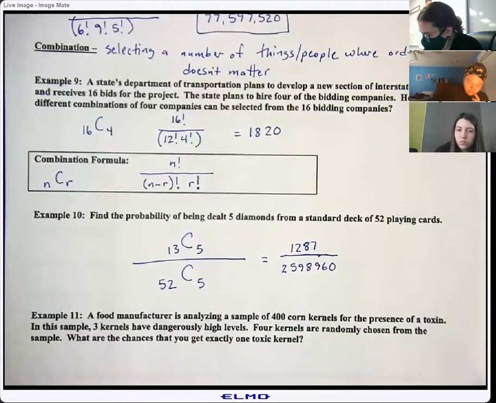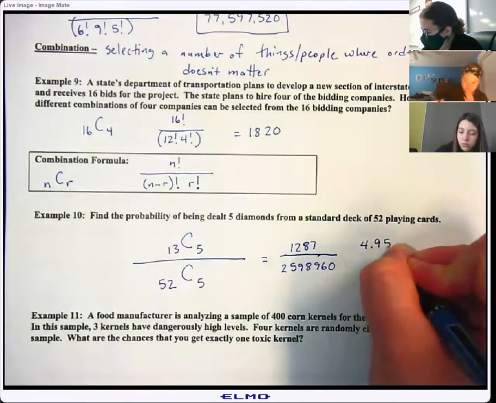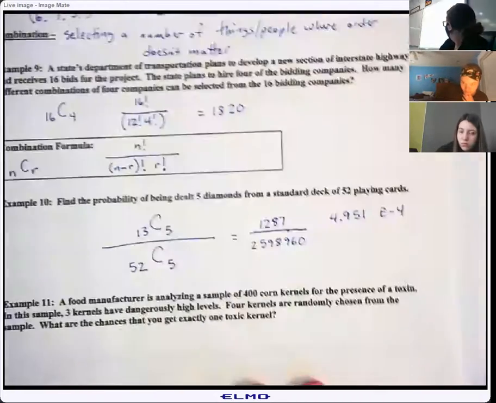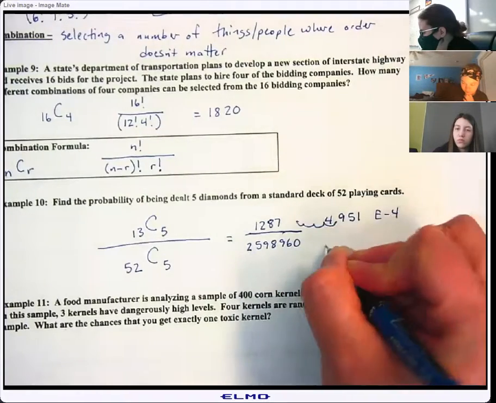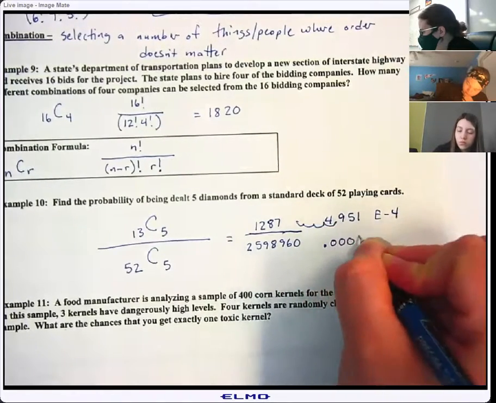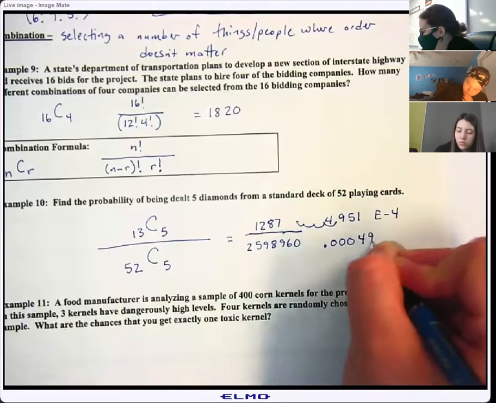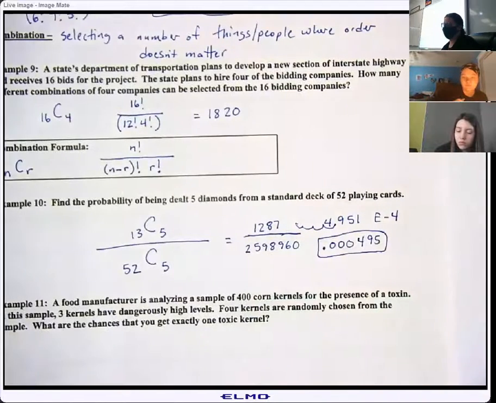And then if I divide those two, I get 4.951 e to the negative 4. What does that mean again? Move the decimal place 4 times. So 1, 2, 3, 4. So my answer is 0.00495. Very low chances of you picking 5 diamonds from a deck.